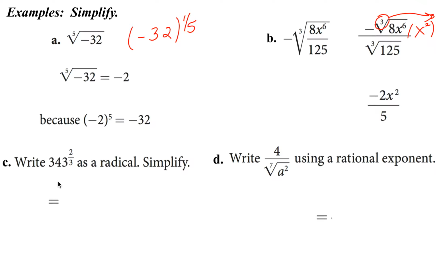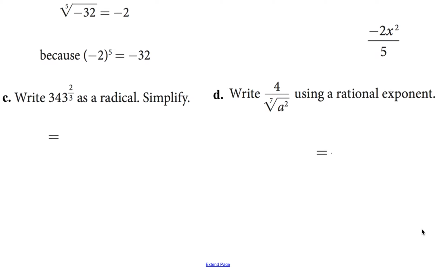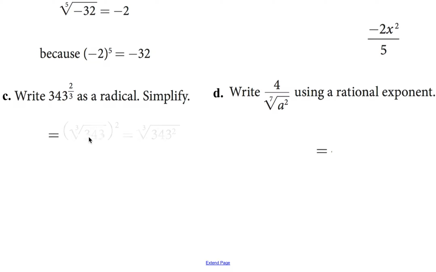Letter C, write 343 to the 2/3 power in radical form, and then simplify it. Well, this one, in radical form, remember the denominator is the index. That's what goes on the shelf of the radical. And then the 2 can either go on the inside of the radical or the outside. I generally will put it on the outside. And you can do whichever you please.